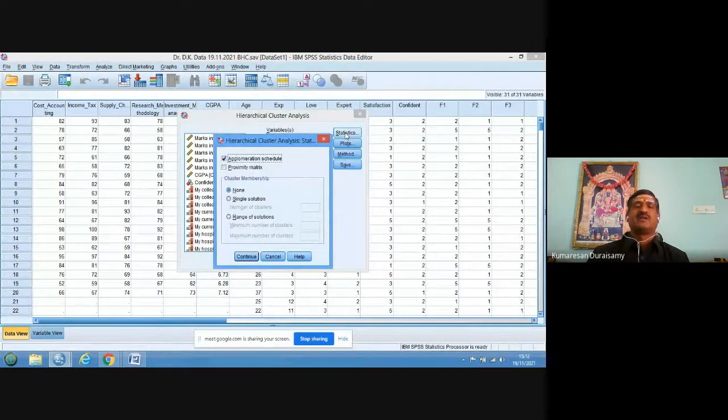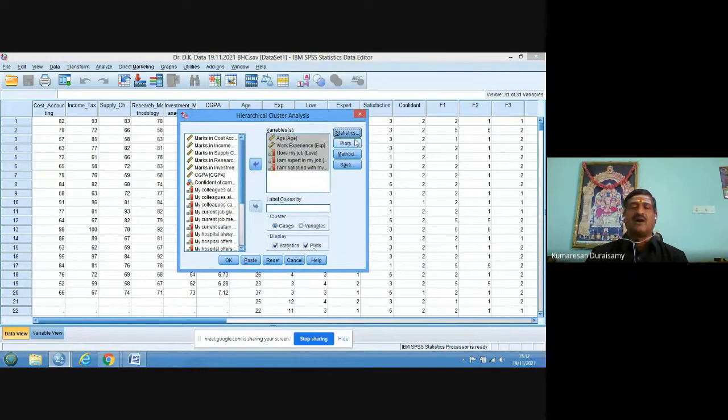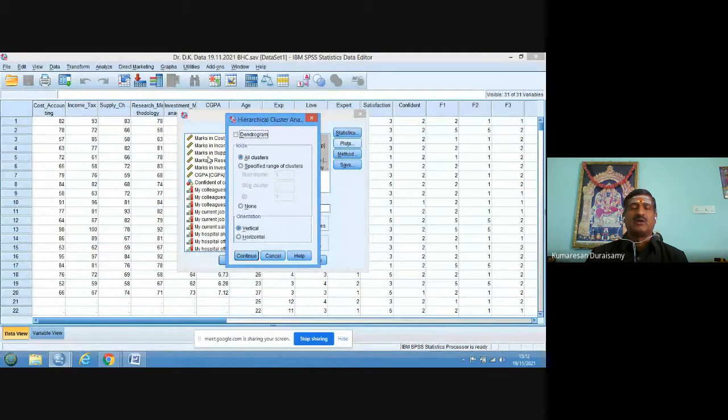Statistics. First one, agglomeration schedule, is selected by default. If it is not selected, we have to select it, because the agglomeration schedule is the basis for determining the number of clusters to be formed. So that is to be selected. Then, regarding the plots, we do not do anything here. If the dendrogram is selected, you can unselect it.